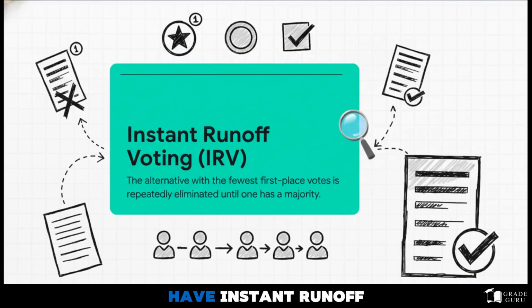And finally, we have instant runoff voting, or IRV. This one is like a series of elimination rounds. In round 1, we find the candidate with the fewest first-place votes and knock them out. But their votes aren't wasted. They get transferred to each voter's next favorite choice. And we repeat this process until one candidate is left with more than 50% of the vote.